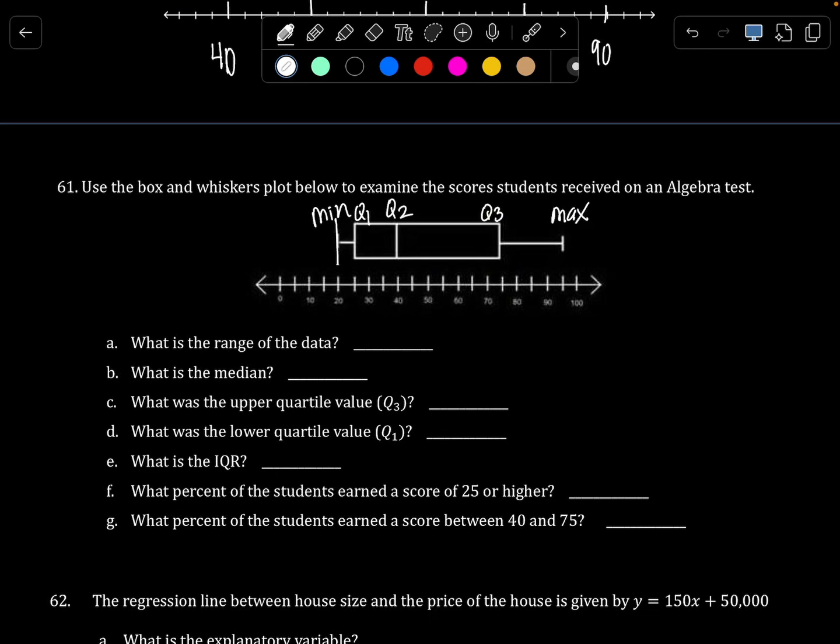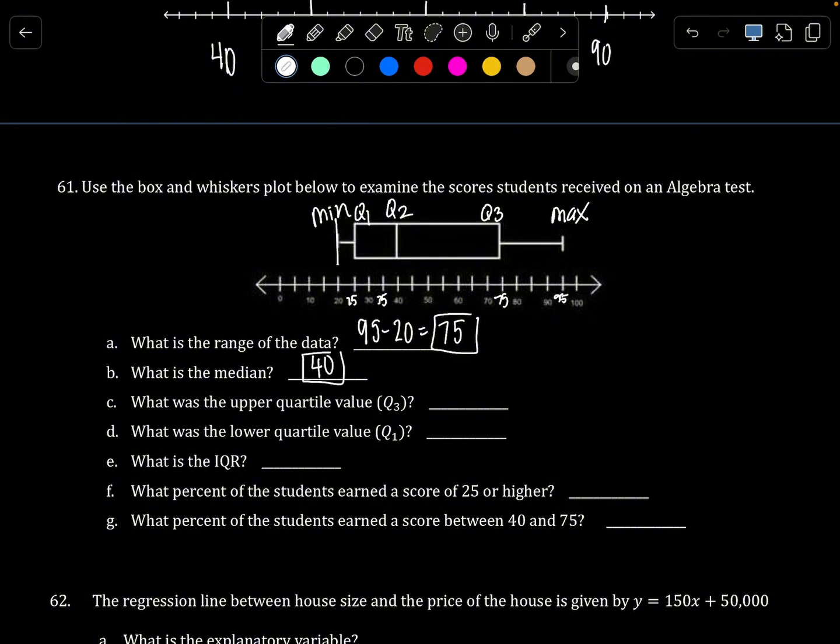There you go. Your range is Q3, which is 75. Largest, oh my goodness. I'm just reading this. I might as well label this to not make any mistakes. There you go. So let's do largest minus smallest. So max minus min is 95 minus 20 is 75. The median is Q2, which is 40.